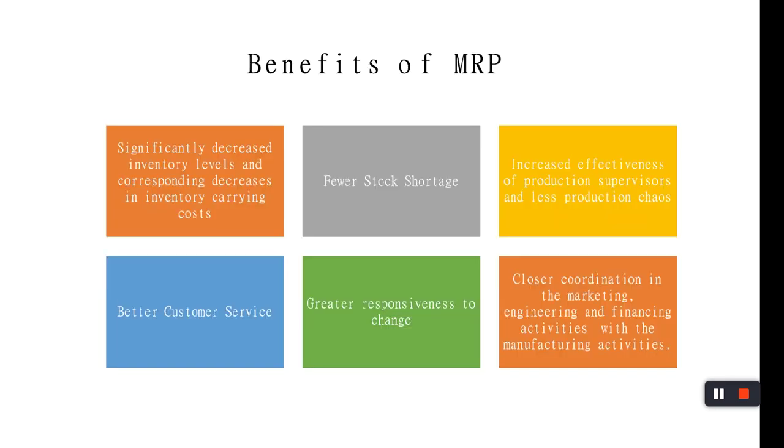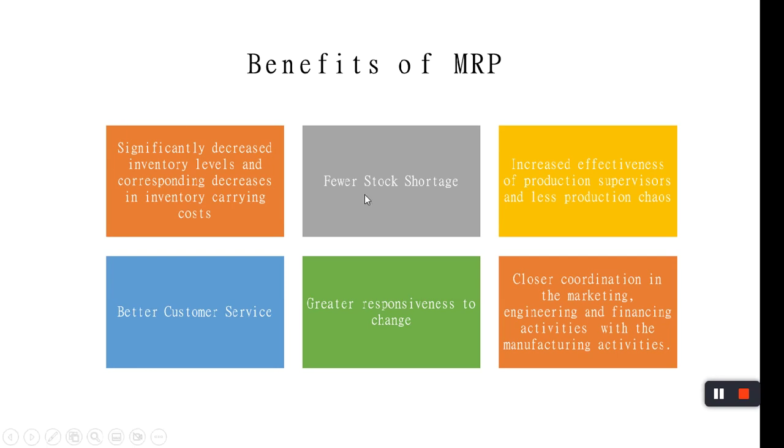So what are the benefits of using MRP? Significantly decreased inventory levels and corresponding decreases in inventory carrying cost, because we do not have to store many inventories. We will only store inventories or raw materials that are actually needed. There will be no excess inventories. And so, because there are no excess inventories, our inventory carrying cost and storage costs will also decrease.